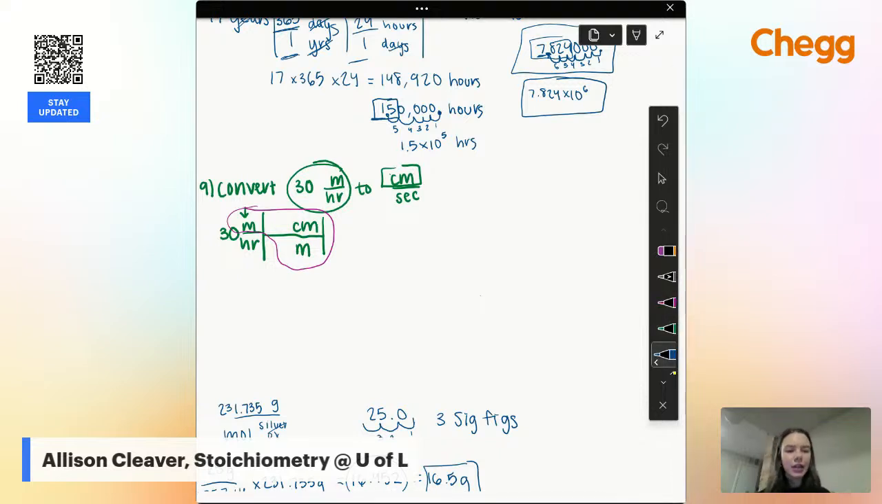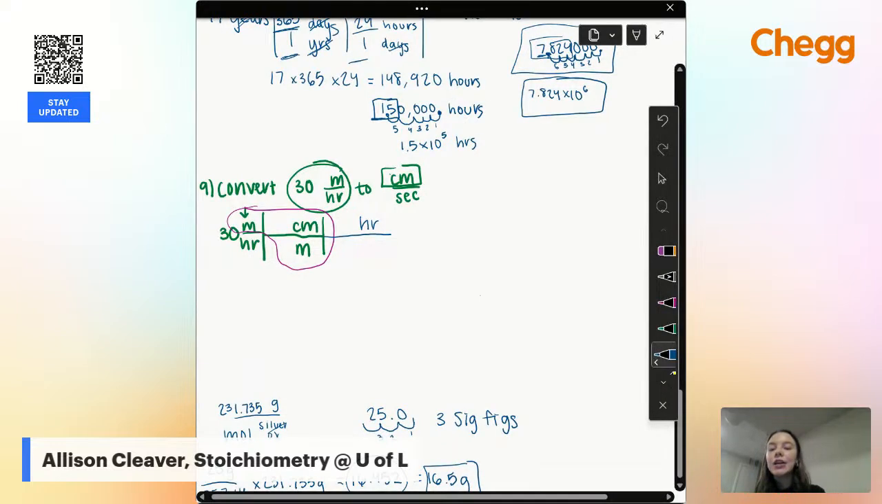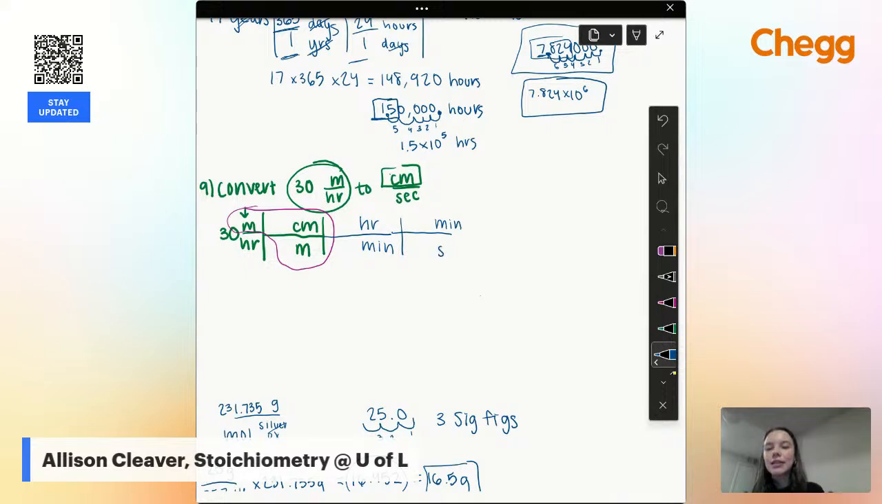I'm going to use another color just so it's a little bit more organized. So I would put hours on the top because I want to cancel it out on the bottom. So if I want to cancel out the bottom, I have to put it on the top. And then I think of what is a good conversion factor to get me from that hours to seconds. I know hours to minutes, and then I know minutes to seconds. If you're confused on why I put minutes on the top, it's to cancel out that minutes on the bottom.